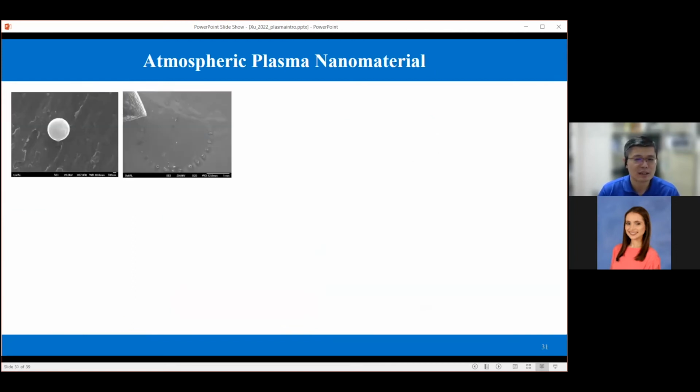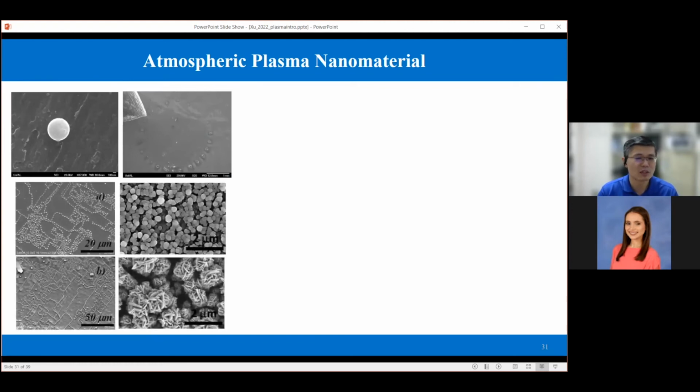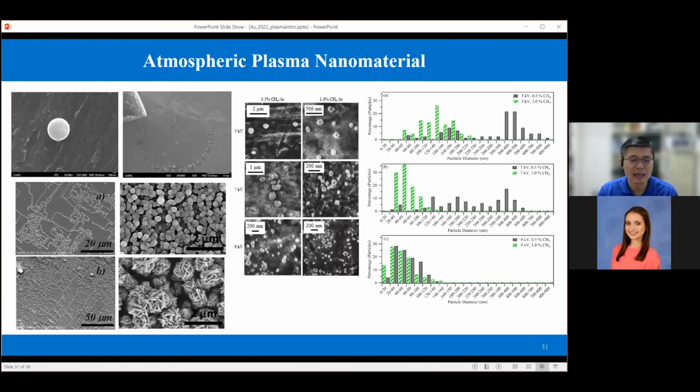Another way to generate materials is using atmospheric pressure plasma. So this is not in a vacuum chamber, right? So here are just some examples of nanostructures, nanoparticles created by atmospheric pressure plasmas, right? And it's been shown that by controlling the plasma operating parameters, you can shift or control the relative size distribution of the particles, right, which has use for different applications if you need a certain particle size.